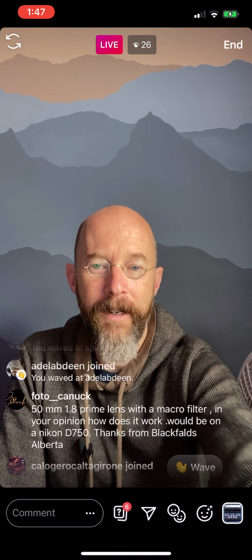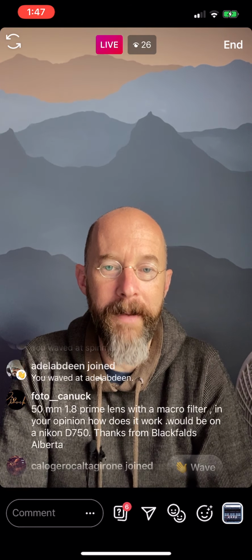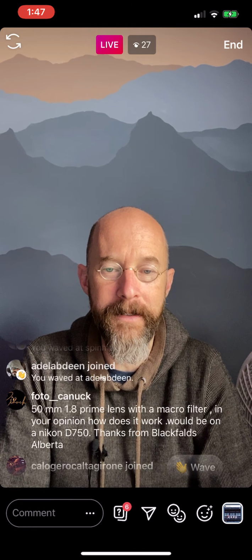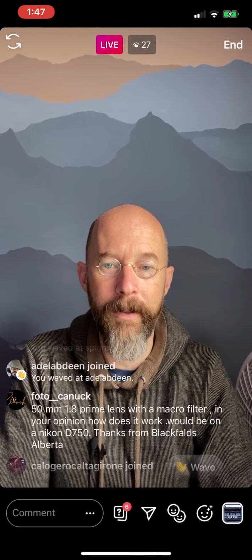Okay, Photo Canuck, 50mm f1.8 prime lens with a macro filter. In your opinion, how does it work? Would be on a Nikon D750. Thanks from Black Falls, Alberta.